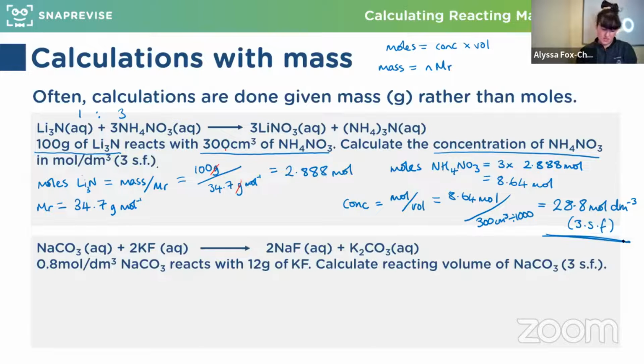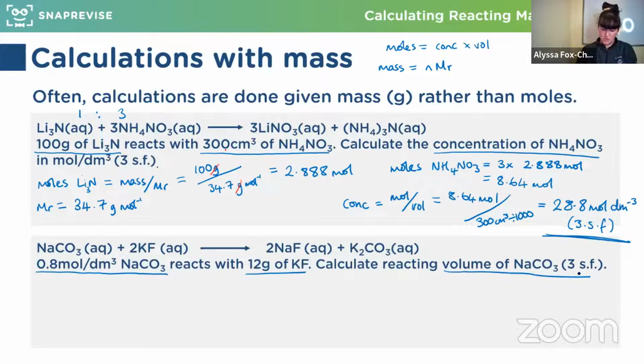The next question says, we have 0.8 mole per decimeter cubed sodium carbonate. It reacts with 12 grams of potassium fluoride. Calculate the reacting volume of sodium carbonate. So I'm looking for a volume of sodium carbonate. I've been given a concentration.